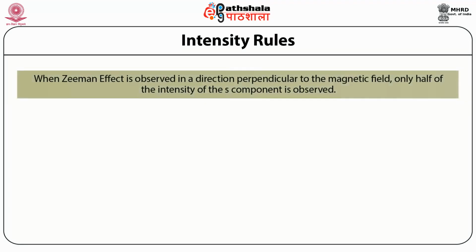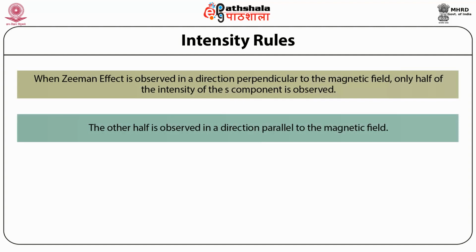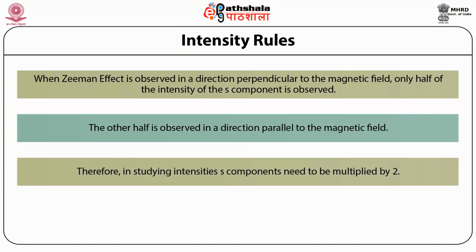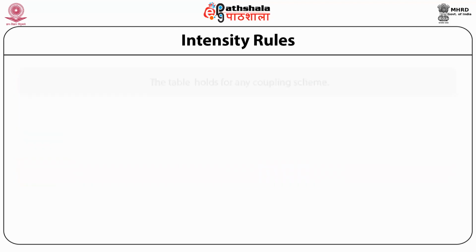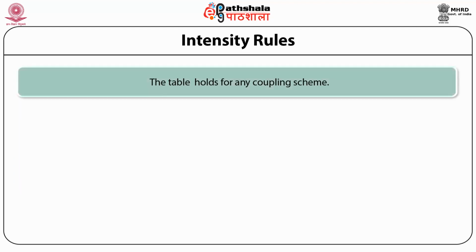When the Zeeman effect is observed in a direction perpendicular to the magnetic field, only half of the intensity of the S component is observed. The other half is observed in a direction parallel to the magnetic field. Therefore, in studying intensities, S components need to be multiplied by 2. A and B are constants in the above table that need not be determined for relative intensities within each Zeeman pattern. The table holds for any coupling scheme.